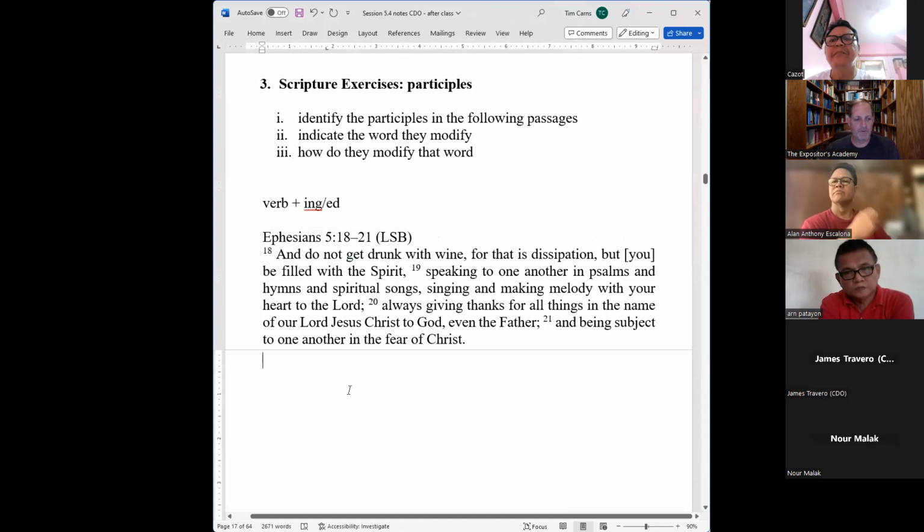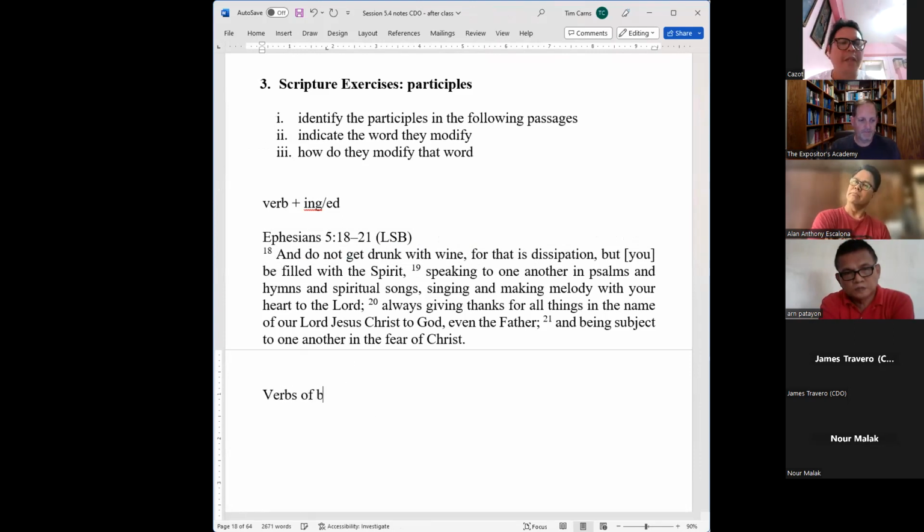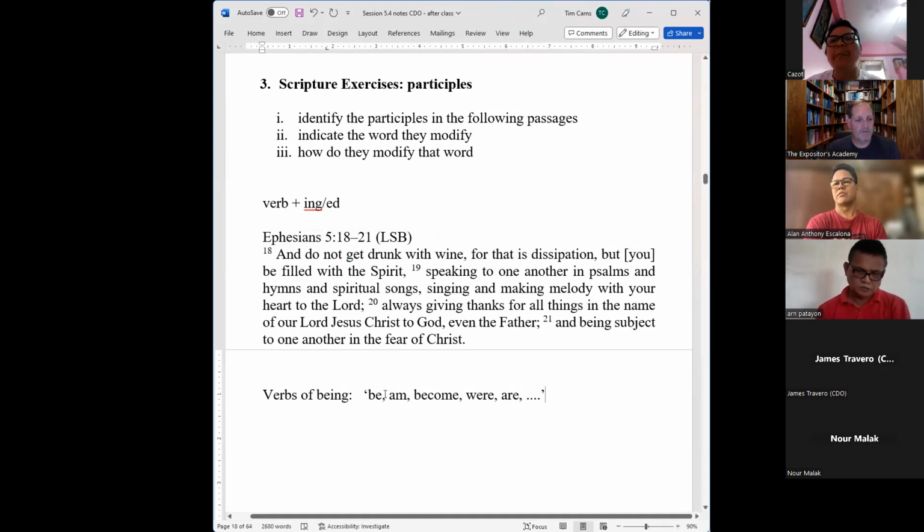Be filled. Remember the verbs of being? We have be, am, become, were, are. So if you see one of these verbs of being in front of that word that looks like a participle, then it's not one. I'll go through that in a little bit more detail in a moment. All right. Okay, James, how about verse 19?